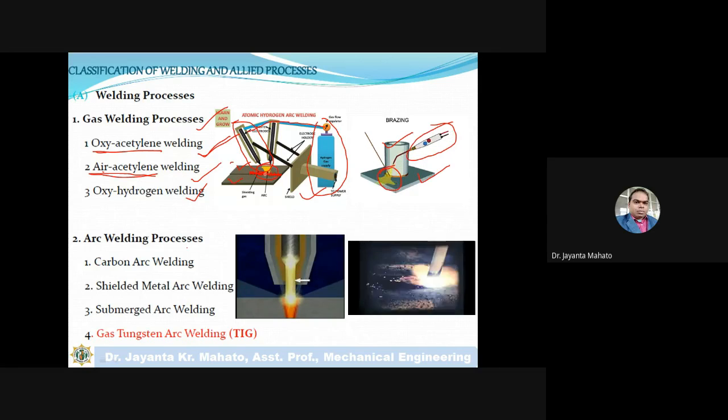Another is the arc welding process. In this group, it depends on what type of arc we are using, like a carbon arc. If a carbon arc is used, then this is a carbon arc welding process. Sometimes shielded metal arc welding is used, shielding the arc so that oxidation or welding defects, welding pores, will not form. Another is submerged arc welding, and gas tungsten inert gas welding, where tungsten inert gas is used as a shielding material. Okay, so these are the arc welding processes.